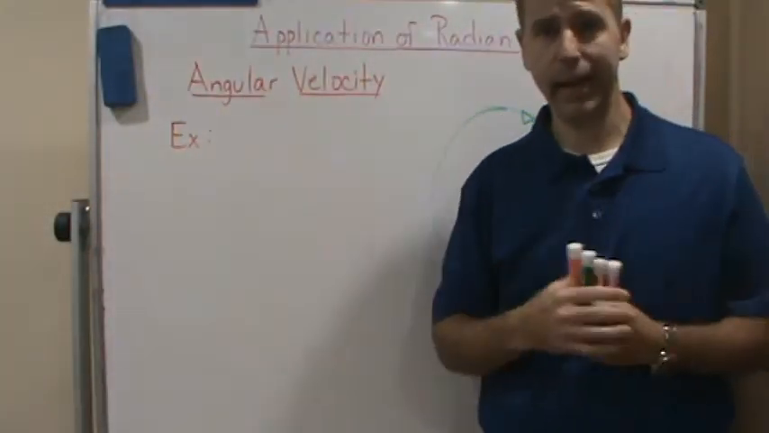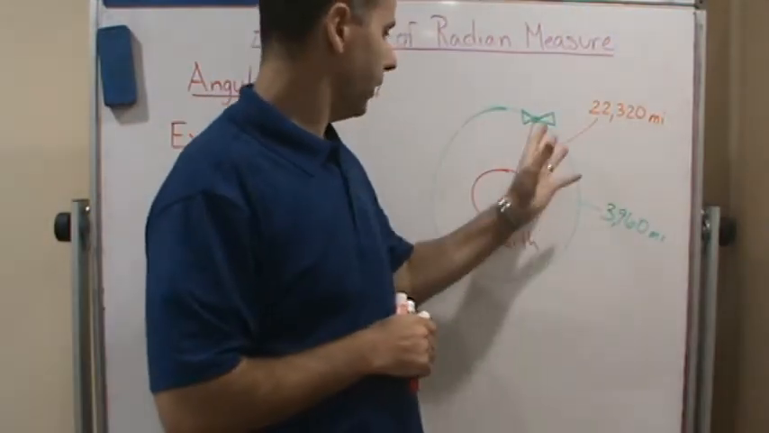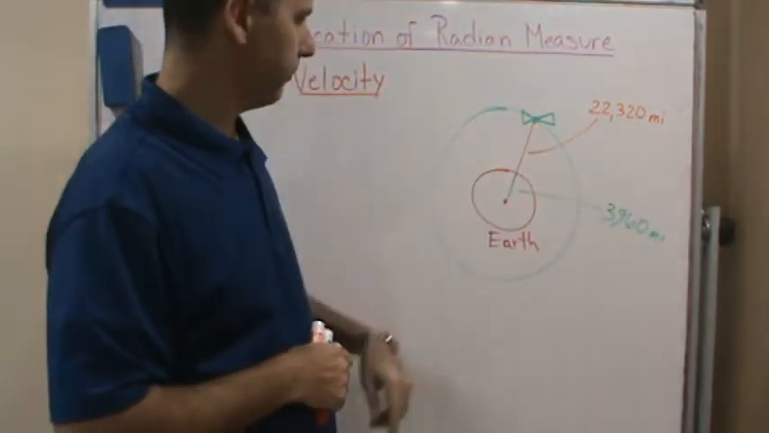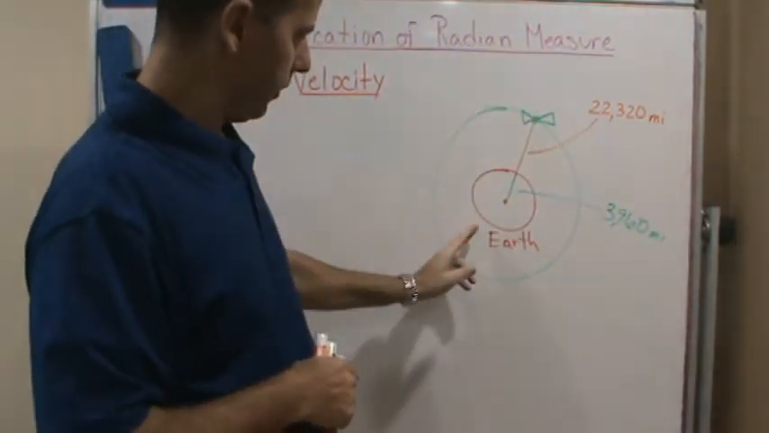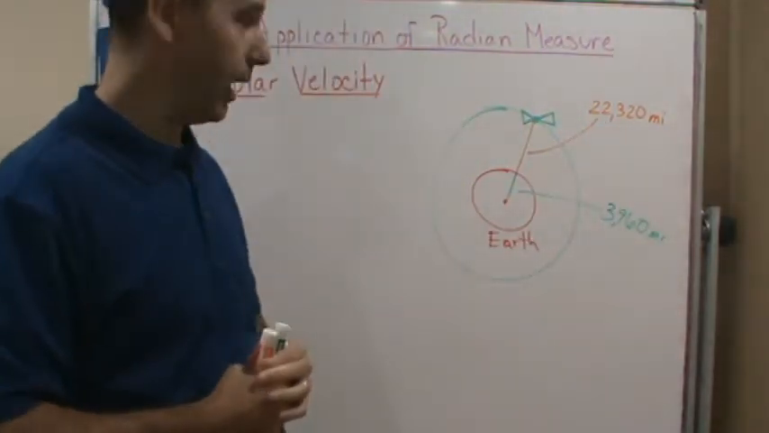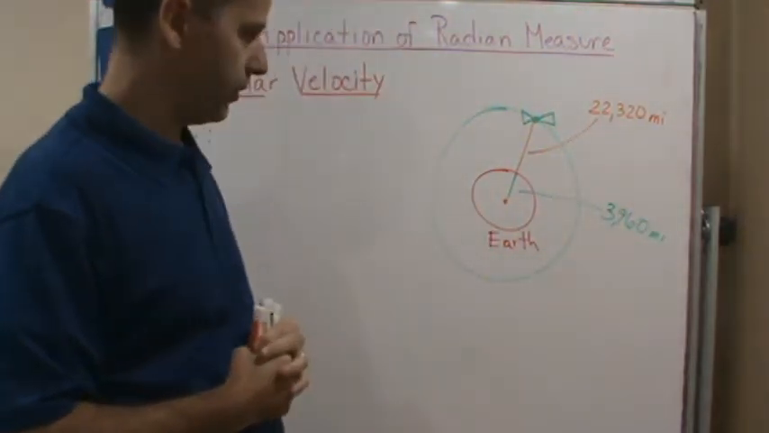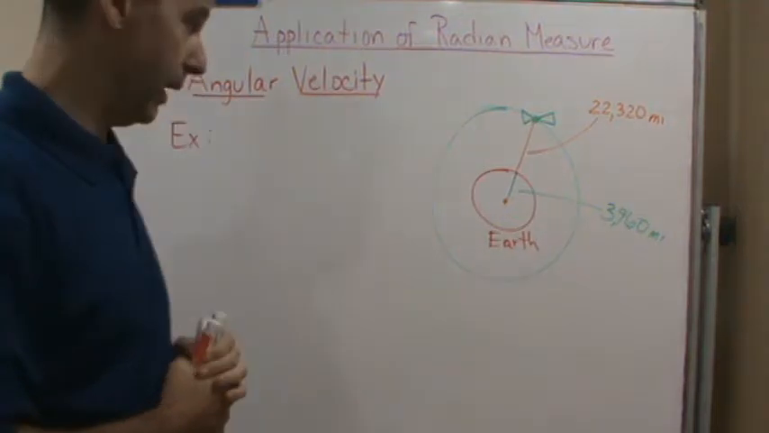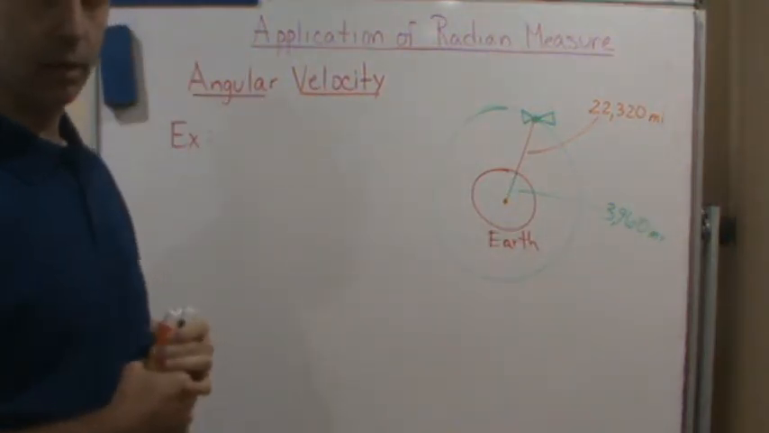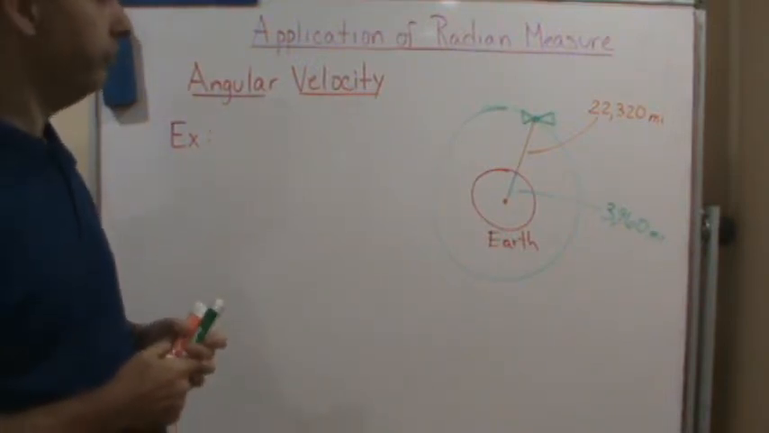Okay, so welcome back, and now we're going to do another example, but this time we're going to deal with a satellite. So let's say we have a satellite that's orbiting the Earth, and the satellite is 22,320 miles above the Earth, and the radius of the Earth is 3,960 miles. And we want to find out how fast this satellite is moving. And so this is going to be angular velocity.